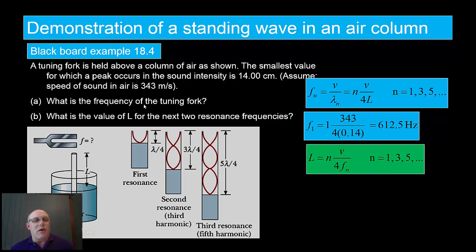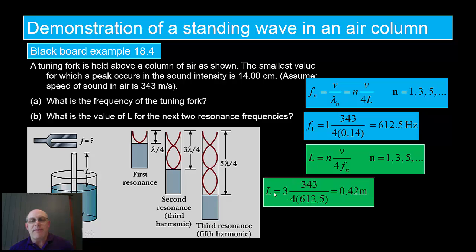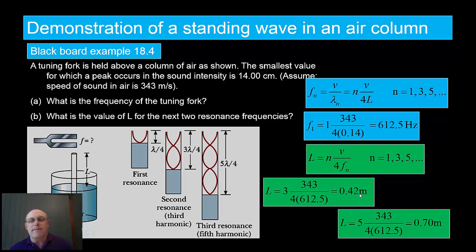The next part we have to do is find the length for the next two resonant frequencies. Well, that's going to be the third harmonic and the fifth harmonic. So if we put n equals 3 in there and keep everything else the same, that will work out to be 42 centimetres. And if we put the fifth harmonic in there, that's going to be 70 centimetres. So using that formula is actually not that hard.